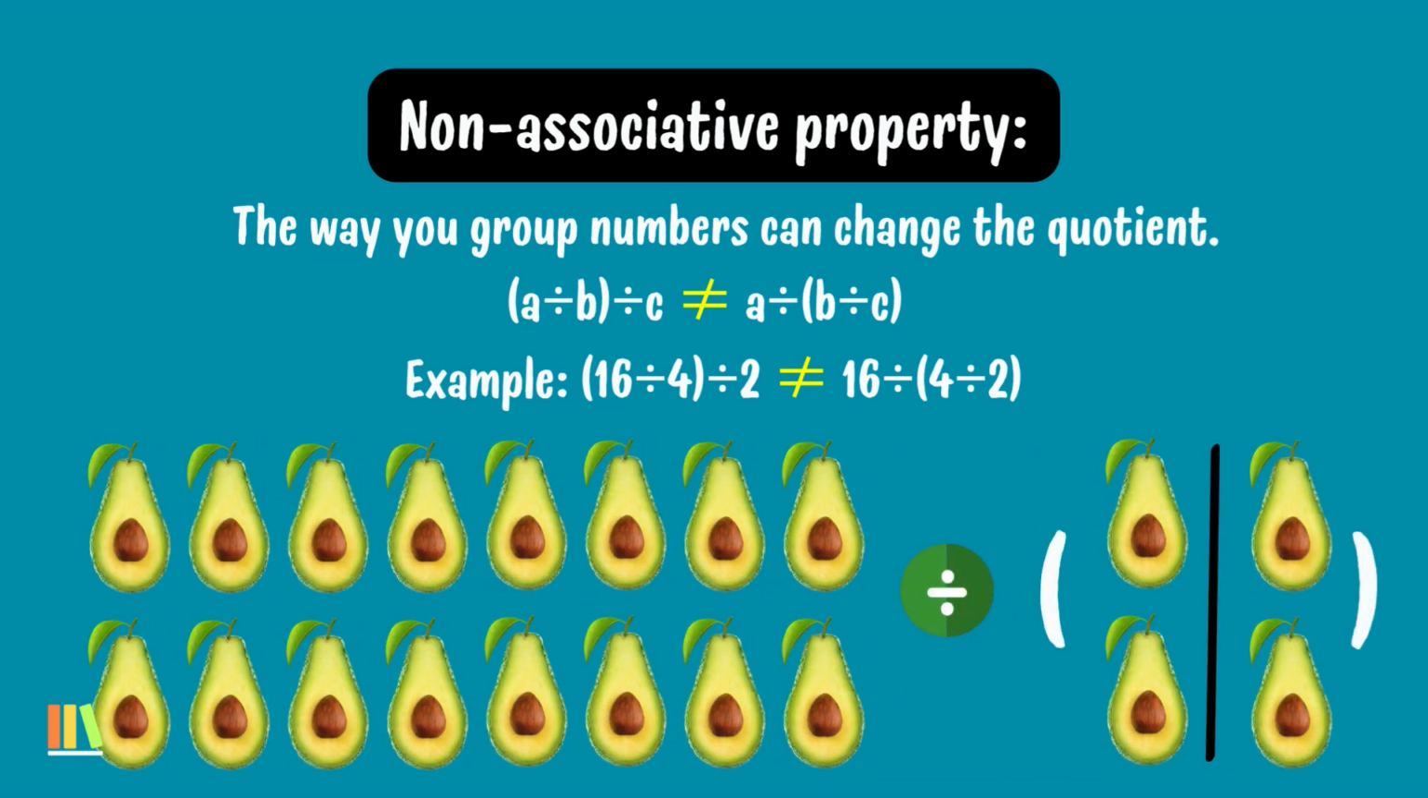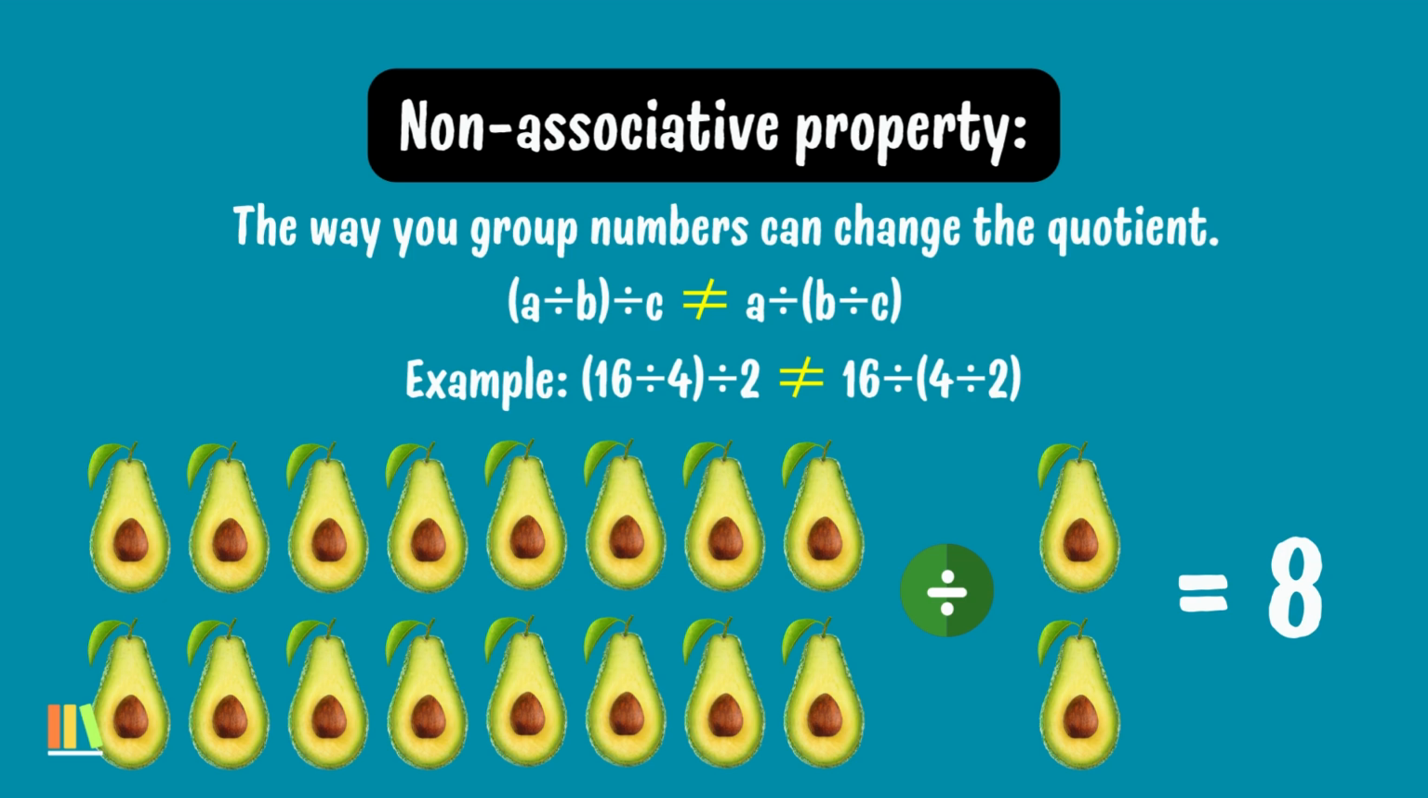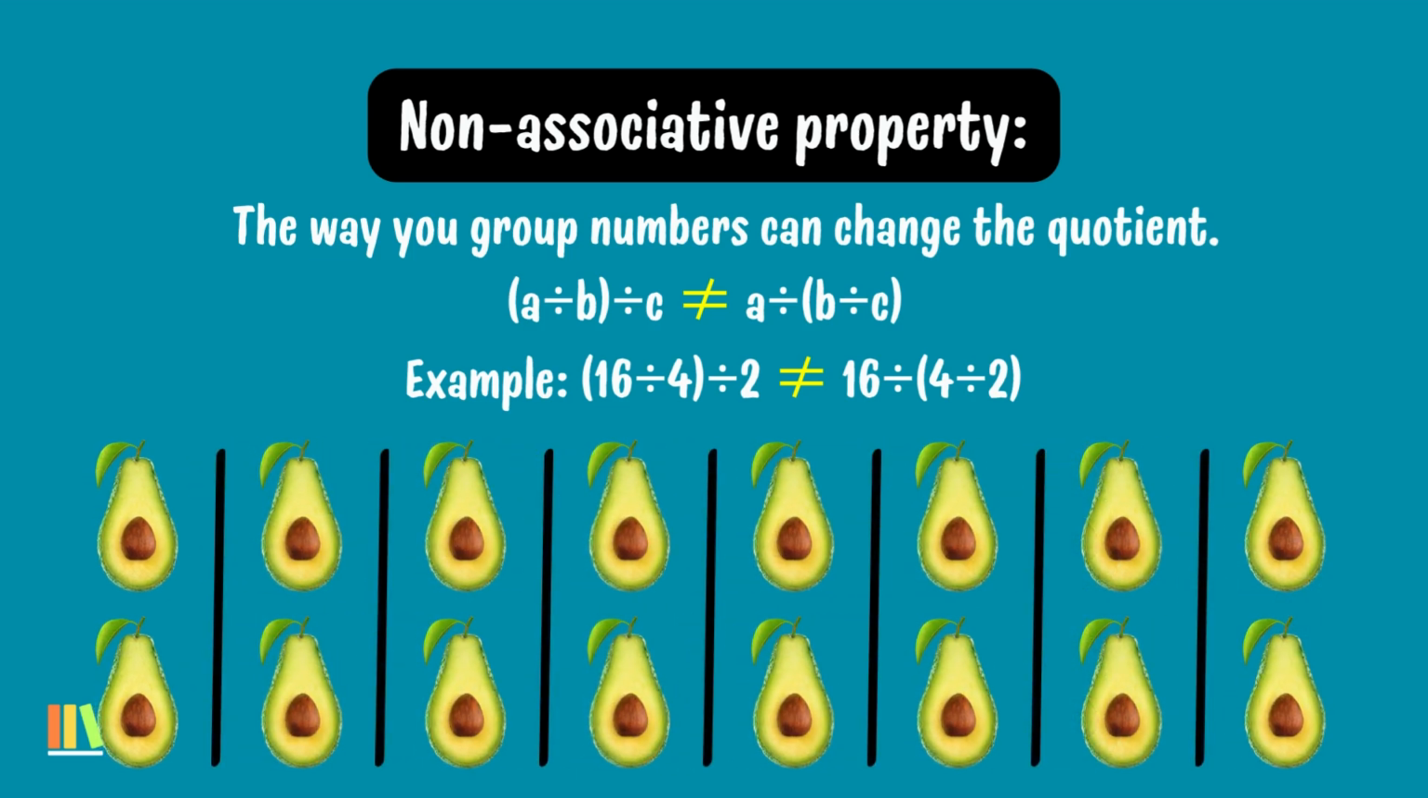This is not the same as 16 divided by 4 divided by 2 in a group. Let's break that down. I have 16 avocados divided by 4 divided by 2 grouped. 4 divided by 2 totals 2. I then divide the 2 into 16, which gives me a total of 8. 16 avocados divided by 2 totals 8.